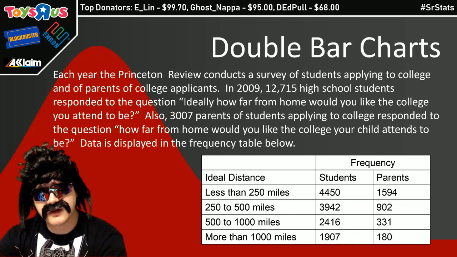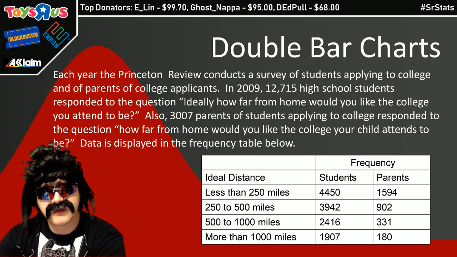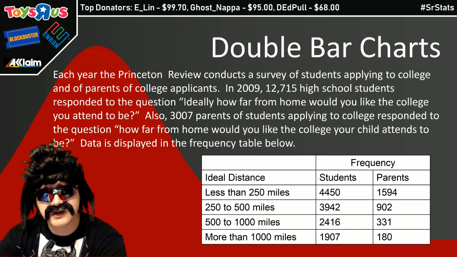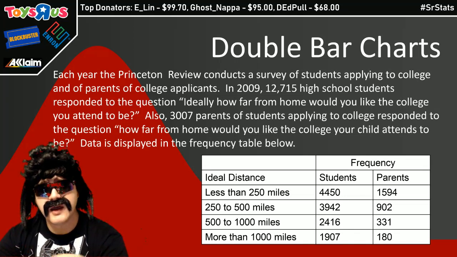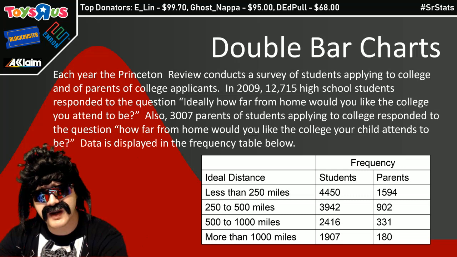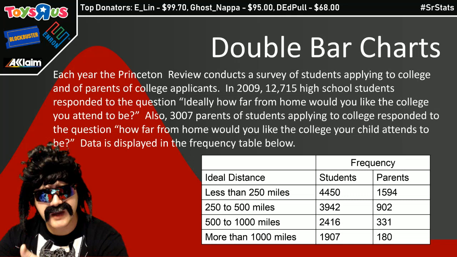Each year the Princeton Review conducts a survey of students applying to college and the parents of college applicants. In 2009, 12,715 high school students responded to the question, ideally, how far from home would you like the college you attend to be? Also, 3,007 parents of the students applying to college responded to the question, how far from home would you like the college your child attends to be? Data is displayed in the frequency table below.